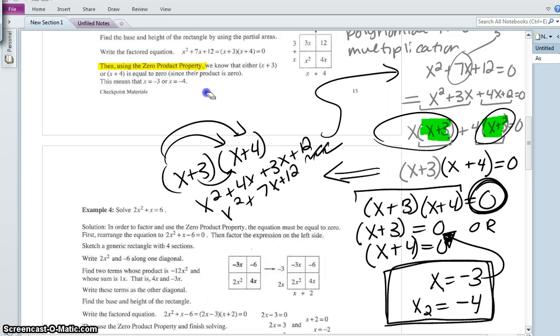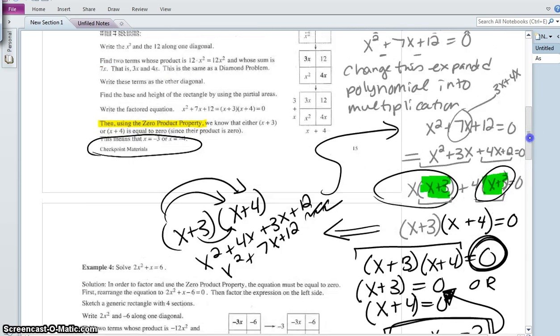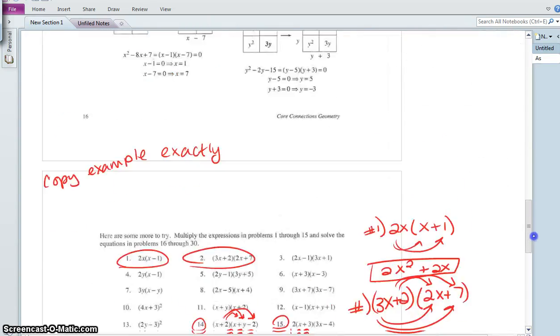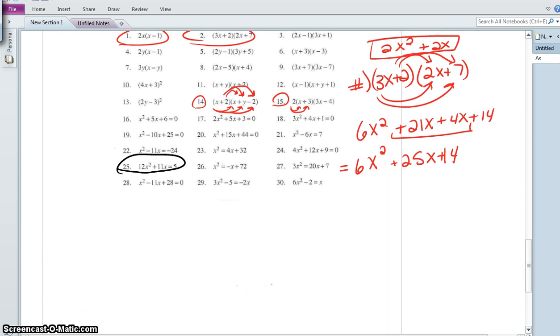So the example they show you uses the box method. I'm using the AC method. I do want you to show all your work when you're doing this performance exercise. And I want to show you one more. Let's do number 25 together. And we're going to do number 25 because the leading coefficient is not 1.